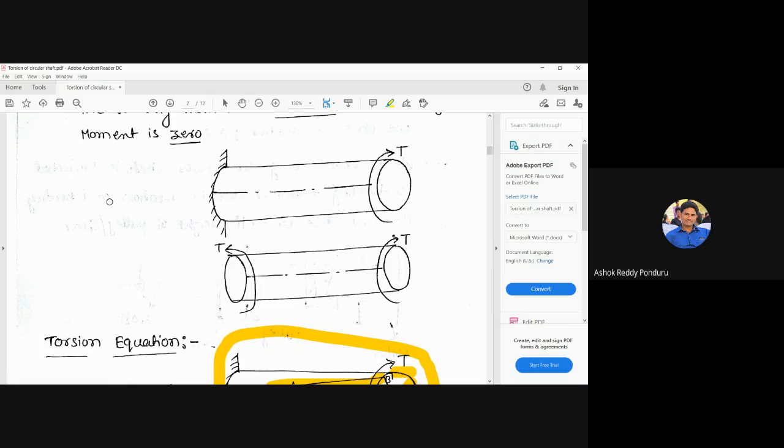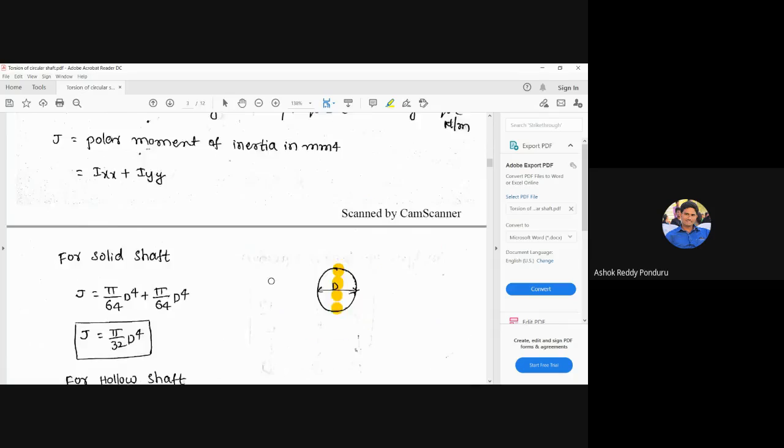But the torsional rigidity is not like that, because we can look at GJ. G is the material property, J is from the cross-sectional dimensions. Here I am not changing the cross-sectional dimensions, I am only changing the length. If the length changes, the torsional rigidity does not change, but the torsional stiffness changes.